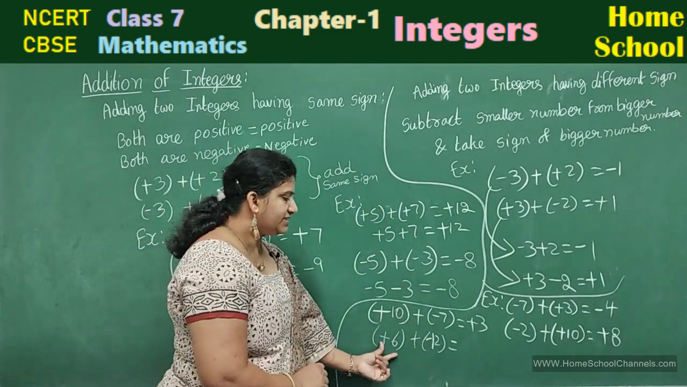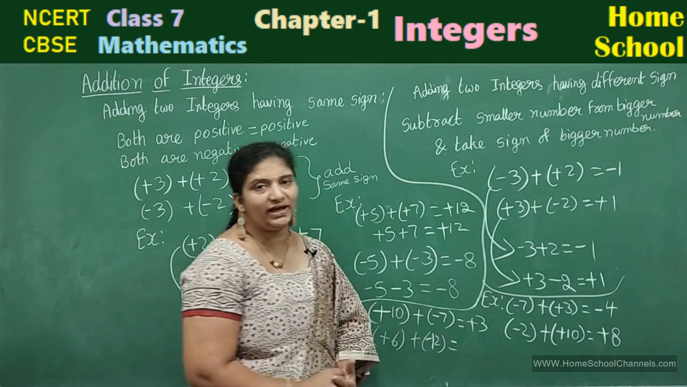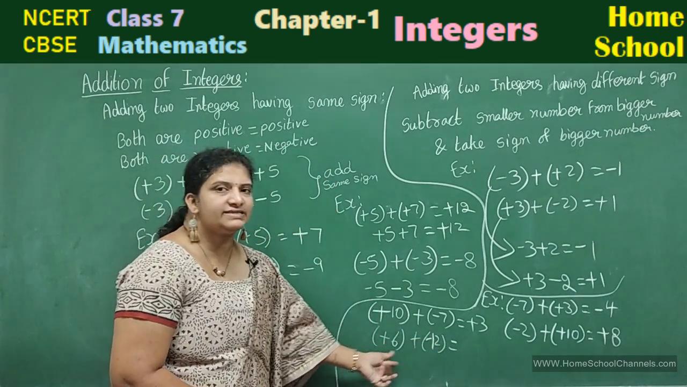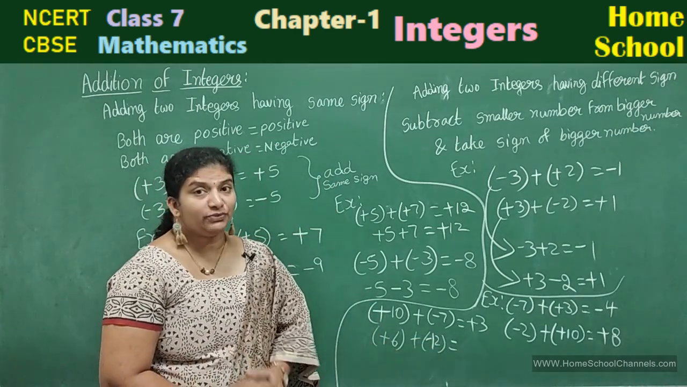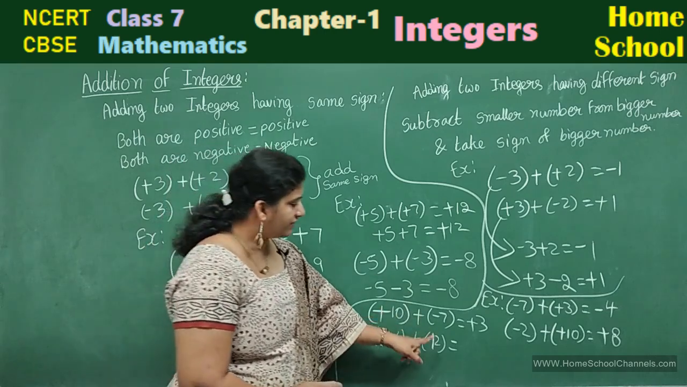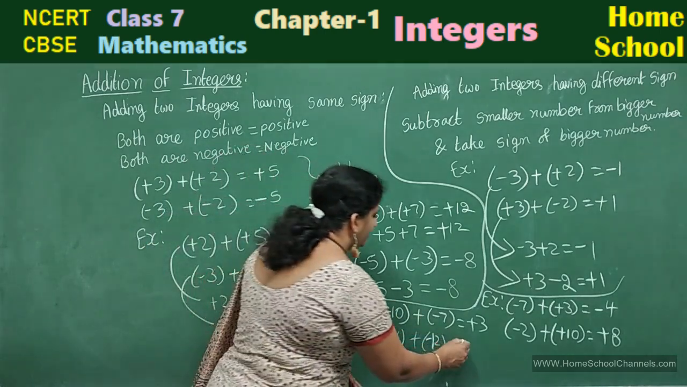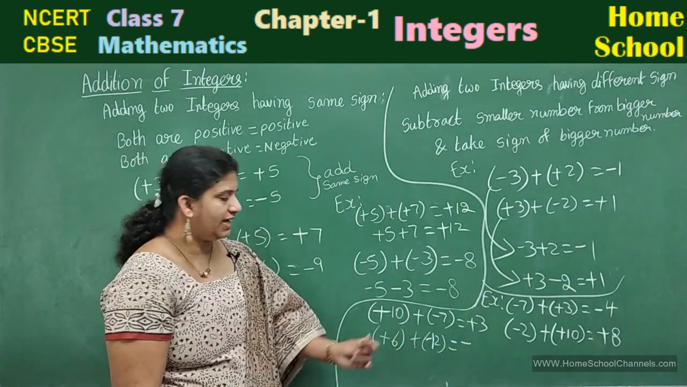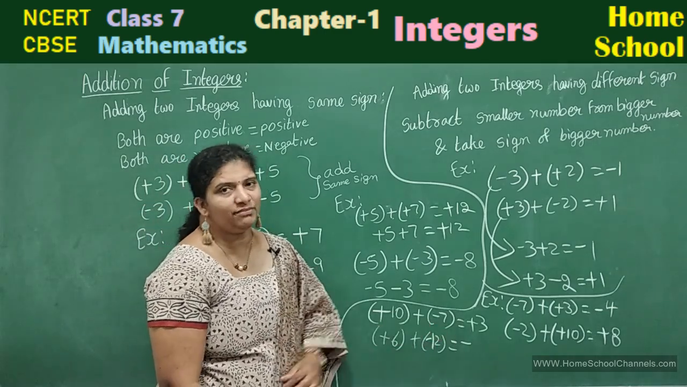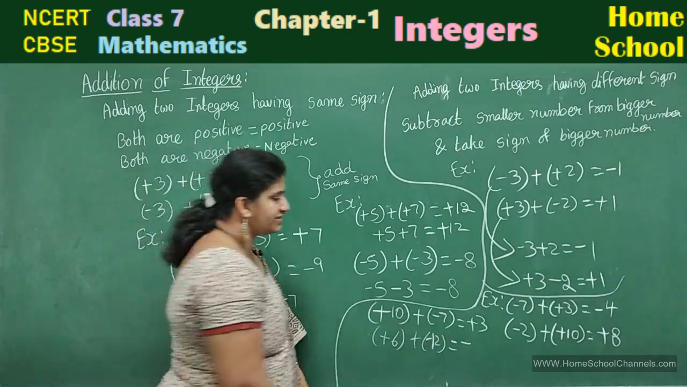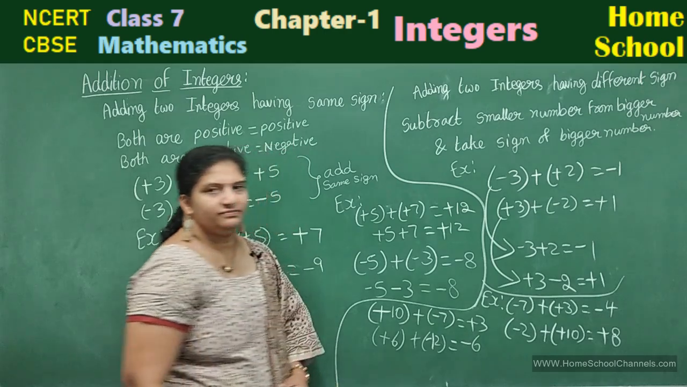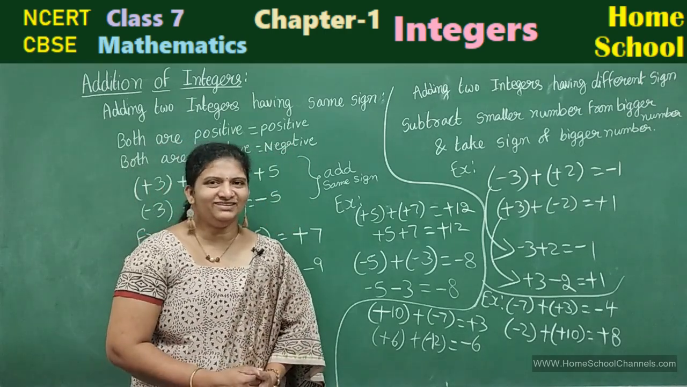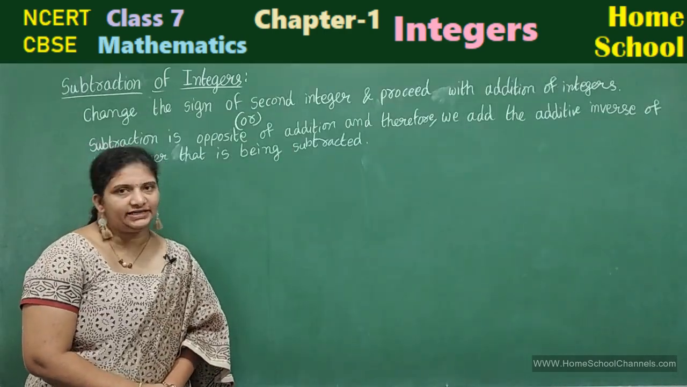Next, plus 6 plus of minus 12 equal to 6 and 12, which is greater? 12 is greater. 12 is having which sign? Minus sign. Take a minus sign and subtract the smaller number from greater number. 12 minus 6 will be 6. Okay, is this clear?